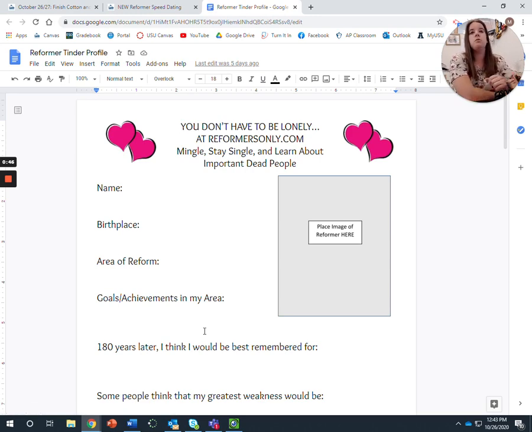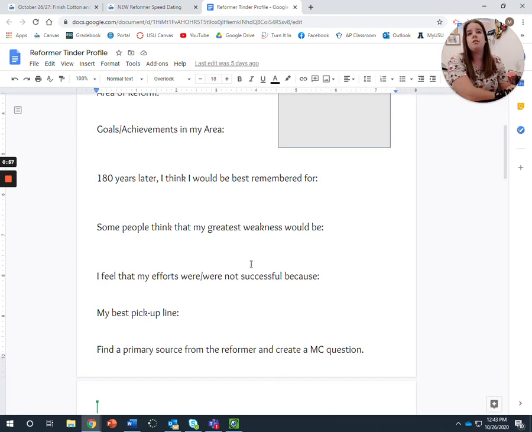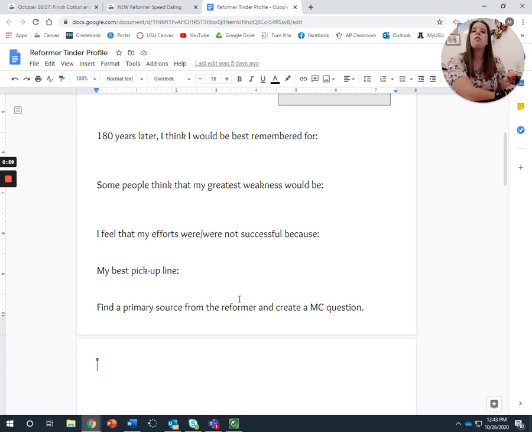So what you're going to do is fill out this paper based on the person that you found. Your research should be about 20 to 30 minutes, nothing super long. You go ahead and fill out all this information about your person, and then you're going to find a primary source from the reformer and create a multiple choice question similar to the ones that you've seen in class based on the person that you have been assigned.